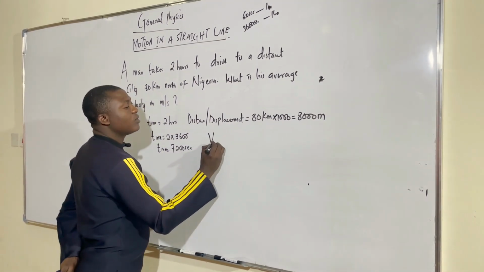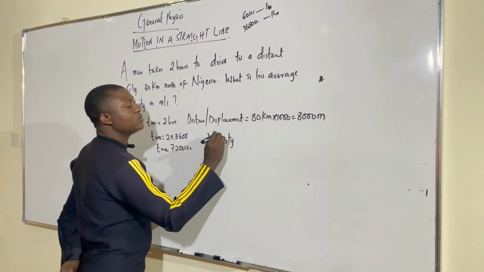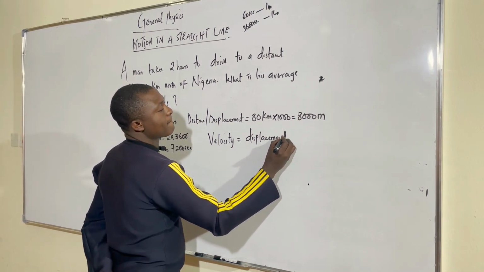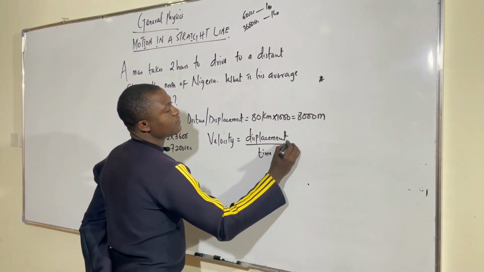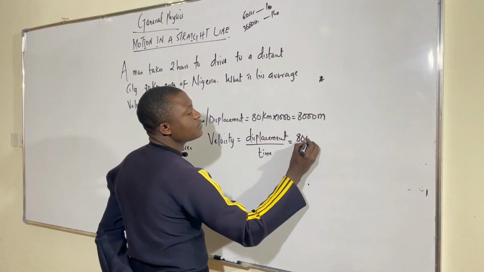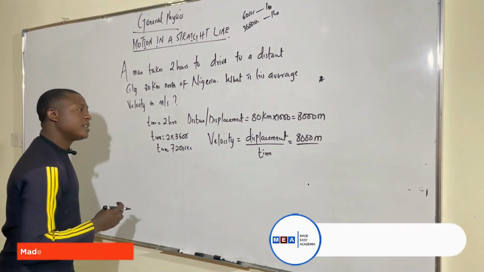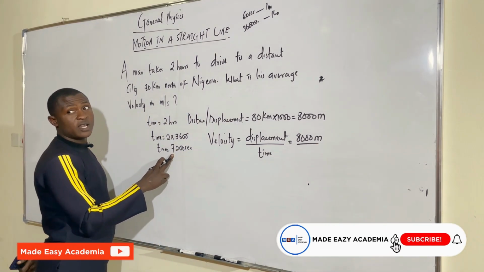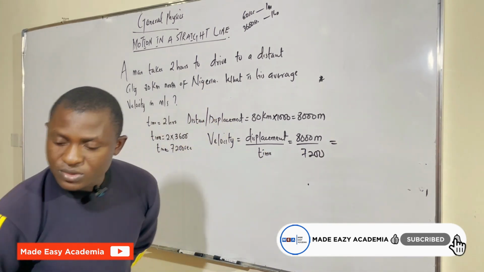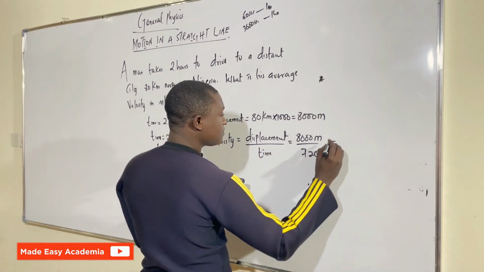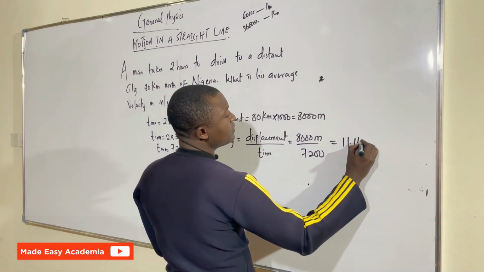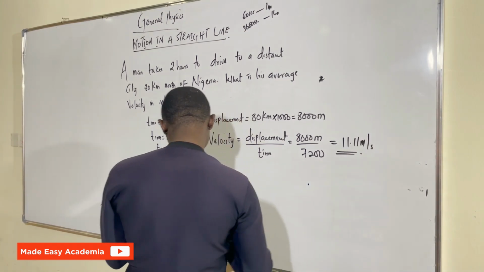Recall from the formula for velocity, we know velocity is displacement over time. So displacement now, we have the value to be 8,000 meters. And our time, after we converted the value, we have it to be what? 7,200. If you check your calculator, we are going to have 11.11 meters per second.